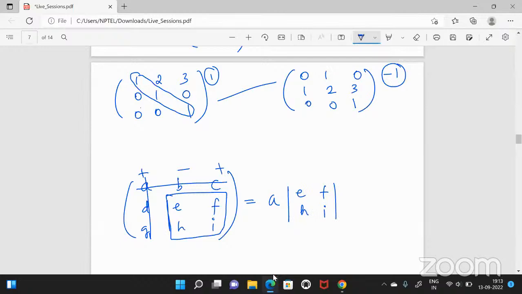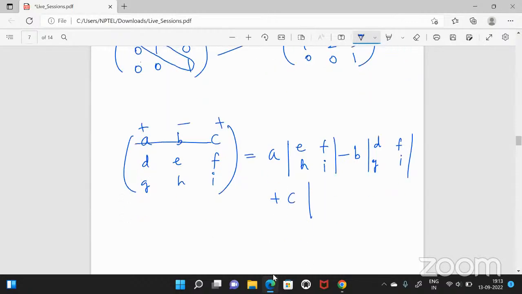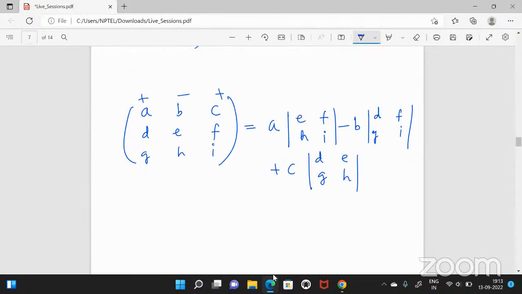And then minus B. For the second one, it goes with a minus sign. So minus B, remove the row and column where B occurs and take the determinant of the remaining matrix: D, F, G, I. Next, plus C times, remove the row and column where C occurs: D, E, G, H. So this is how you find the determinant of a 3 cross 3 matrix by expanding along the first row.